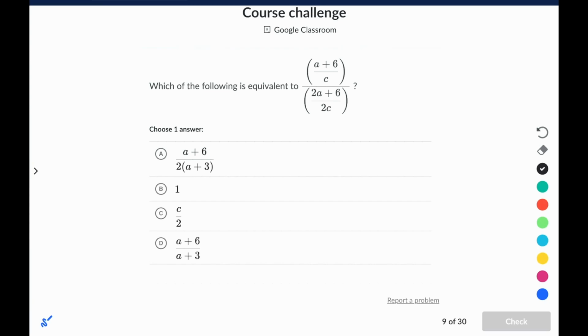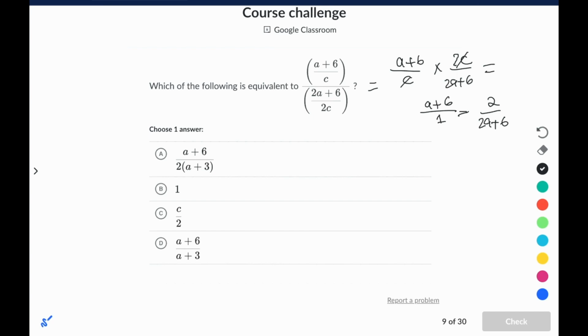Okay. Which of the following is equivalent to (a plus 6)/c divided by (2a plus 6)/2c? Okay. So we're dividing a fraction by a fraction. And when we do that, we basically flip. A fraction divided by a fraction is a fraction multiplied by the inverse of that fraction. So this would equal (a plus 6)/c multiplied by 2c/(2a plus 6). Okay, c and c should cancel out. So we're left with (a plus 6) over 1 times 2 over (2a plus 6). So that's what we have.